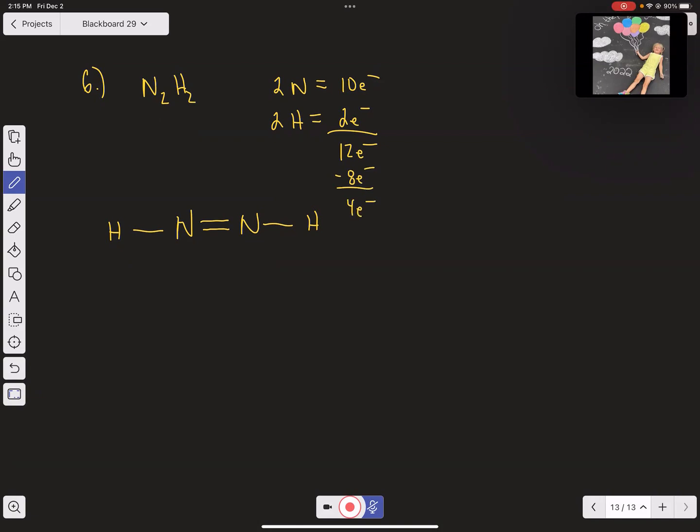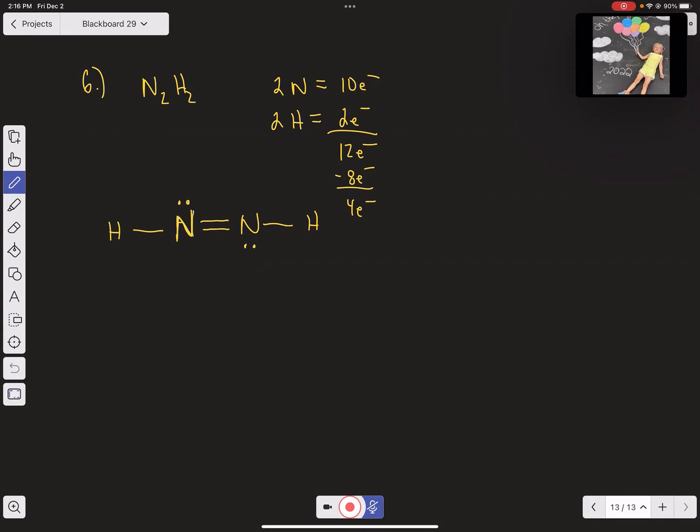If we look at that Lewis structure, right, we have not filled the octet for nitrogen. Right now, nitrogen just has 6 electrons in its outer shell. So to fill the octet, we can put the last 4 electrons as a lone pair on each of the nitrogens. That's the best Lewis structure we can come up with because we filled the octet for both of those nitrogens.